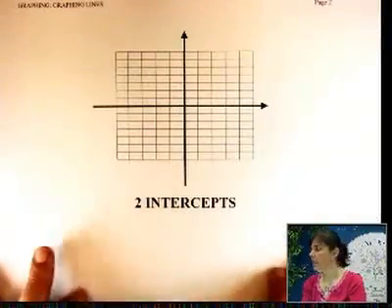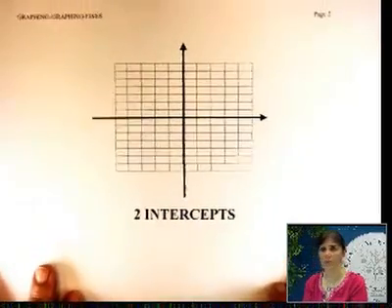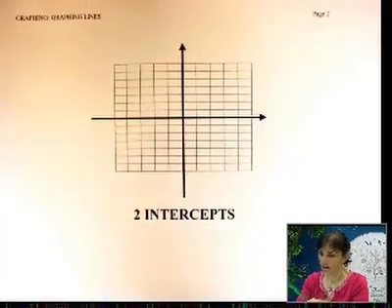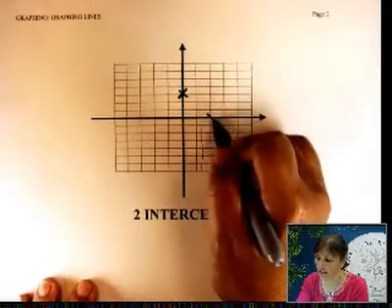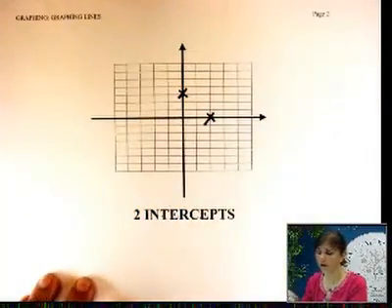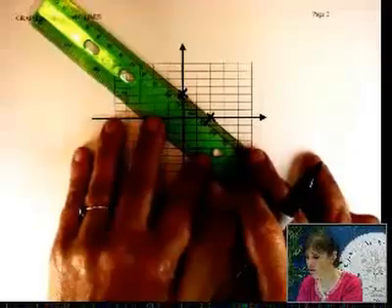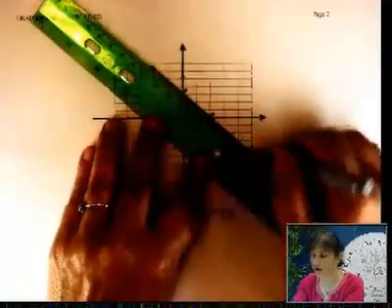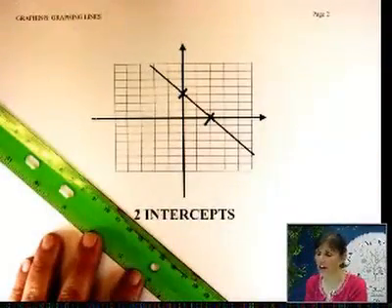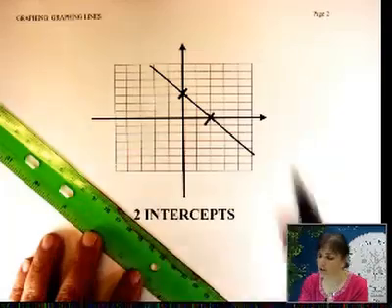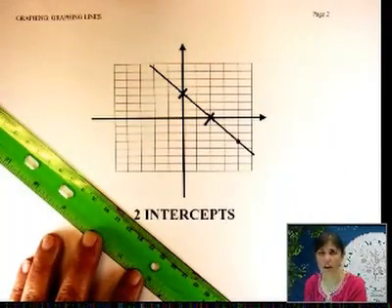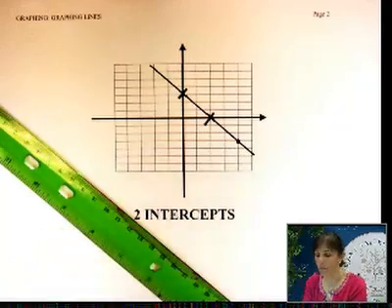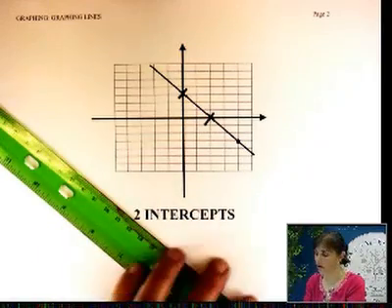The second concept, I can use two intercepts to plot a line. Here's one intercept, y-intercept, and here's an x-intercept. Guess what? If I use those two intercepts, I can draw a line. Okay? I don't need a third point. If you want to check a third point at a random point and see if that's on the line, you can do that. But you can use two intercepts to draw a line.